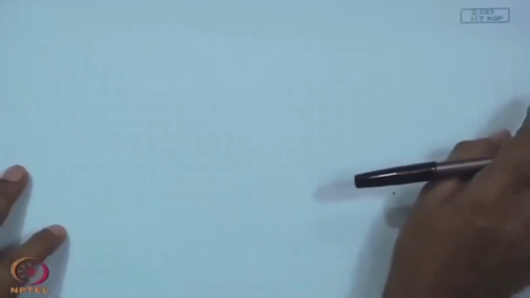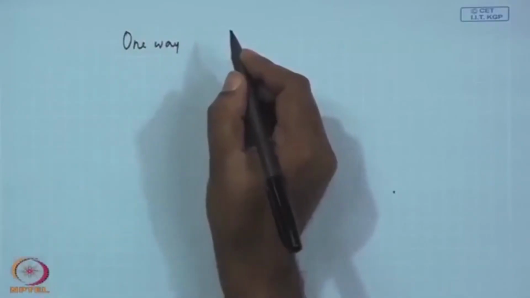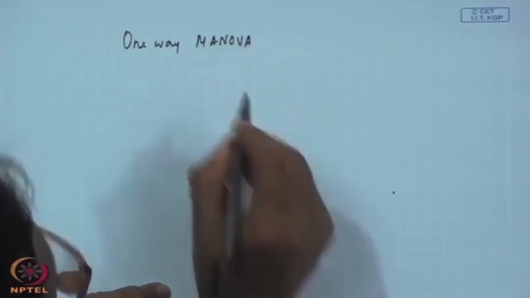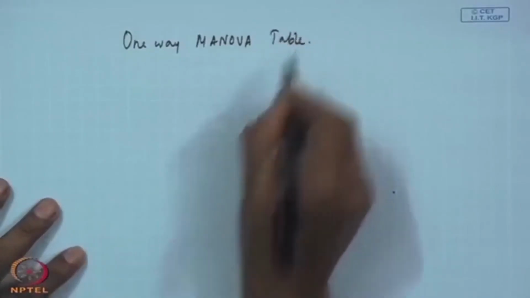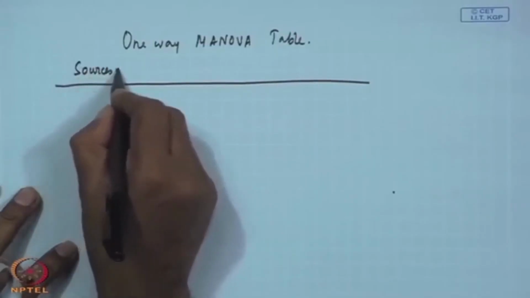Okay. Once you decompose the SSCP into the parts, you are in a position to calculate the MANOVA table. Please remember, this is one way MANOVA. We are talking about one way MANOVA because we have taken only one kind of population, population 1 to population L, and no other kinds of factors are considered. In this table, you have to write down the source, that is, the sources of variation.